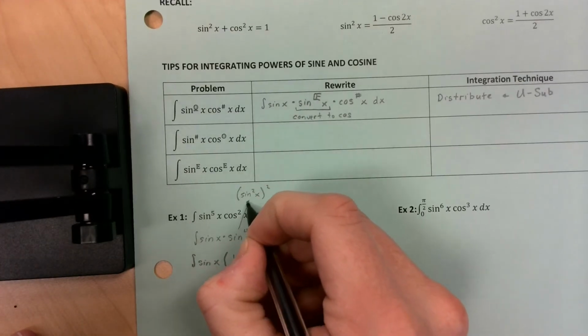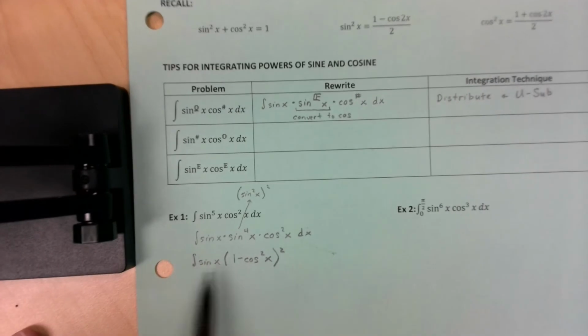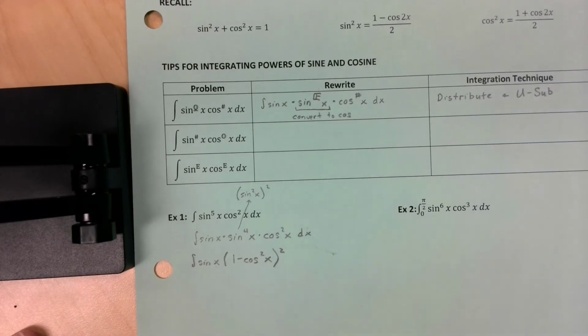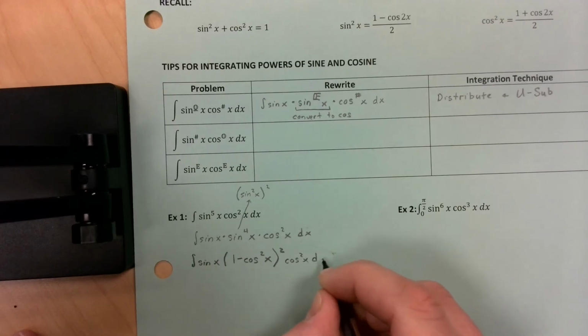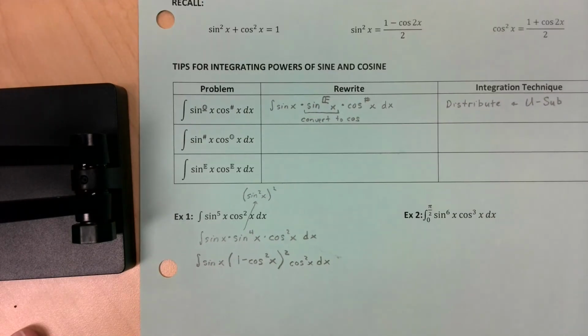That's ultimately what we just did there. And then we substituted 1 minus cosine squared for sine squared. Alright, let's keep writing the rest of the problem. We now have cosine squared x dx, and that is the rest of the problem.